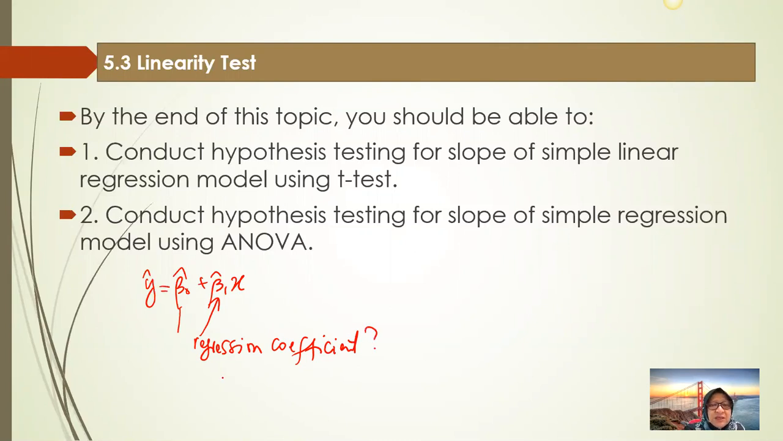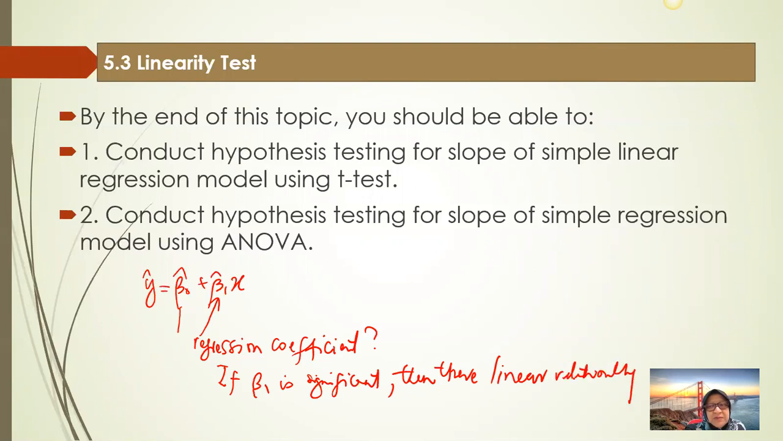So if beta 1 is significant, then there is a linear relationship between the independent and dependent variables, between x and y. So that is what we want to test.